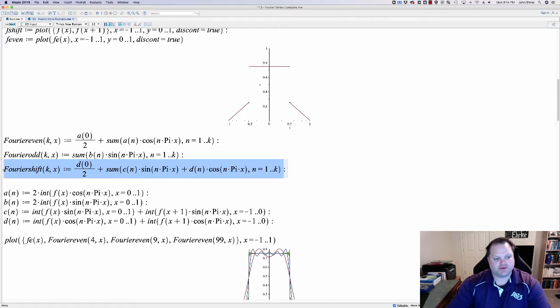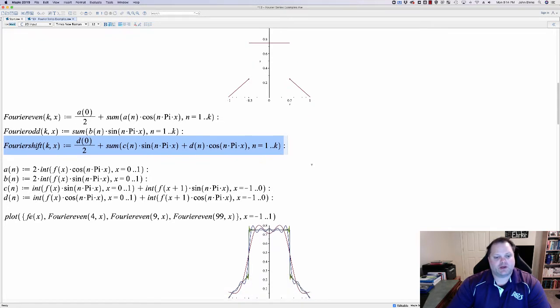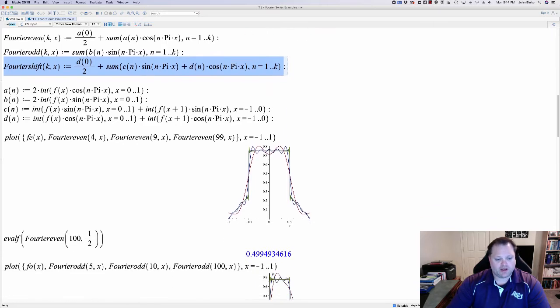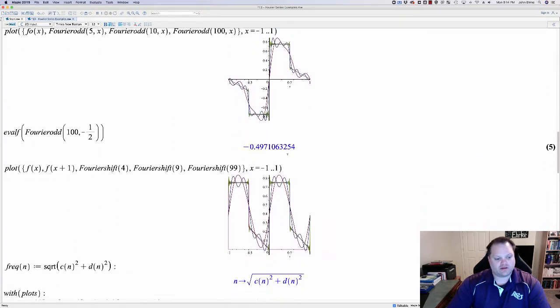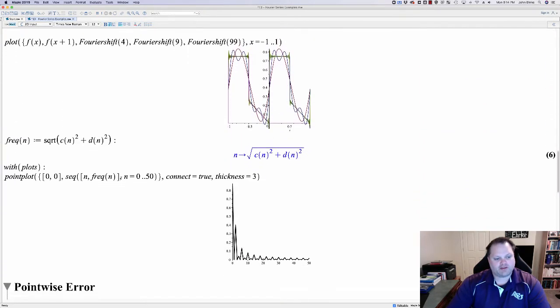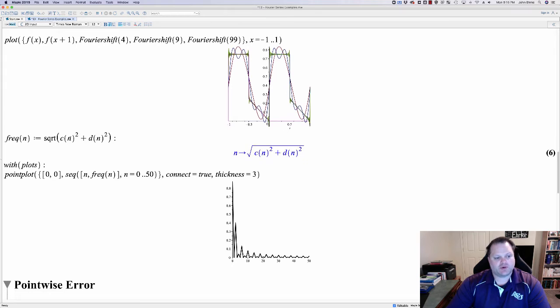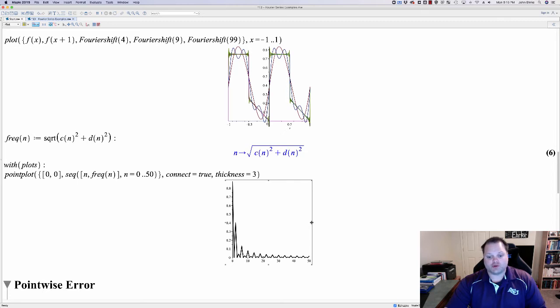full Fourier series here. So if you take this full Fourier series, calculated the way that you would be used to, right underneath it, if we go a little bit further, I've defined the frequency to be the square root of those coefficients squared, just like we would normally do. I've also attached to it the point 0, 0, just to have a start for this frequency spectrum.